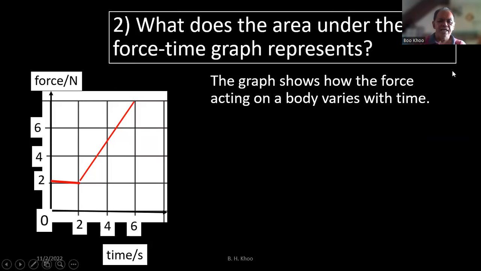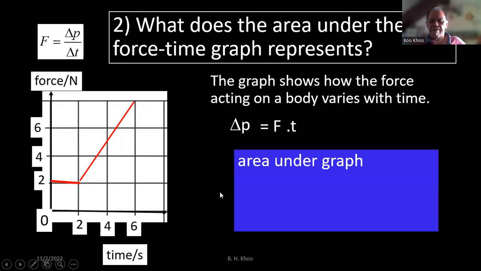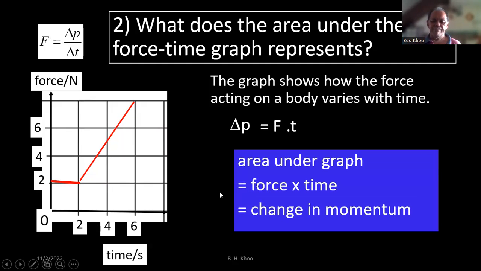Okay, what does the area under the force-time graph represent? Stop the video, try it out, and check the answer. The graph shows the force acting on a body varies with time. Go back to your equation. Force times time is your area under the graph, or in calculus form, the integral of F dt. So the area under the graph is the change in momentum.